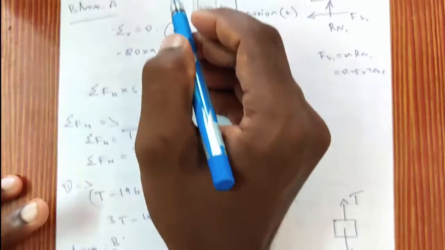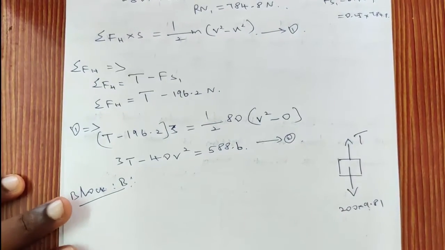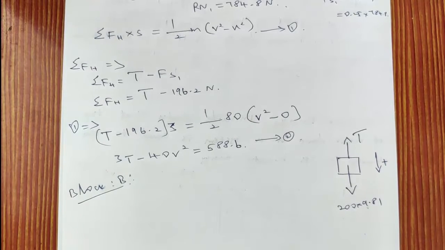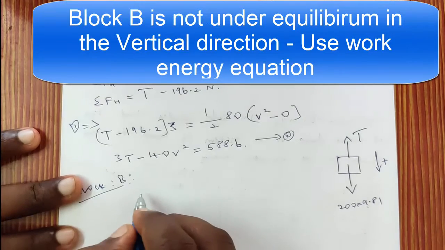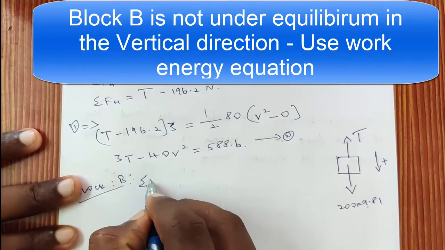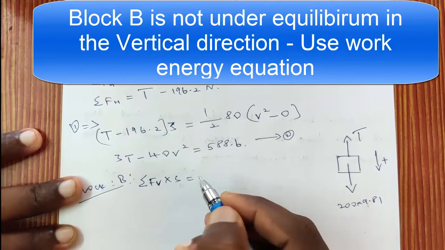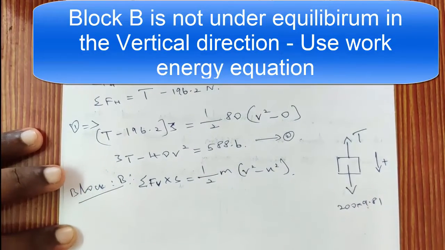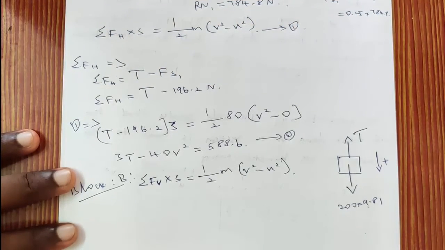Okay, so there is no contact between the block B and the vertical surface, so there will be no friction and no normal reaction forces. So there is no horizontal component here, and the body is moving in the vertical direction, so the body is not under equilibrium in the vertical direction. So we have to use the work energy equation. Here, summation of Fv into S is equal to half m (v square minus u square), because the body is not under equilibrium state. So we should not write summation of vertical forces is equal to 0.